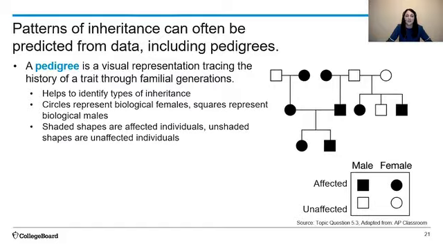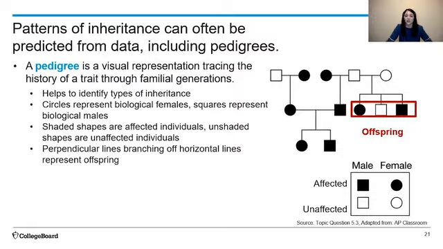Perpendicular lines that branch off of horizontal lines represent offspring. So you can see here that there are 3 offspring, and those would be the offspring of those 2 parents at the top.